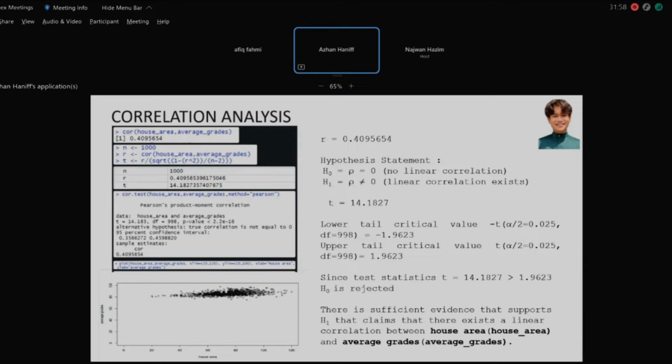1.9623, and the upper tail 1.9623. Since the test statistic T is greater than the critical value, the null hypothesis is rejected. We can conclude there is sufficient evidence that supports H1, which claims that there exists a linear correlation between house area and average grade. To the left is the coding for R, and down here is the scatter plot for house area and average grades.